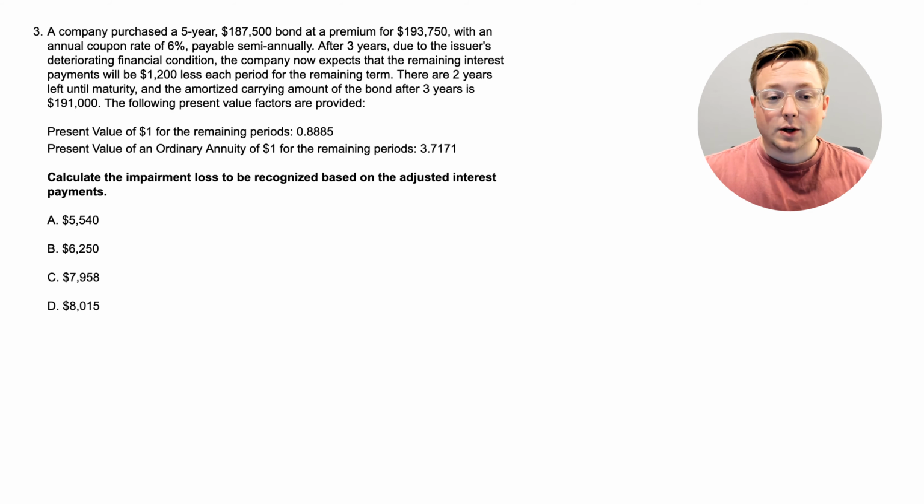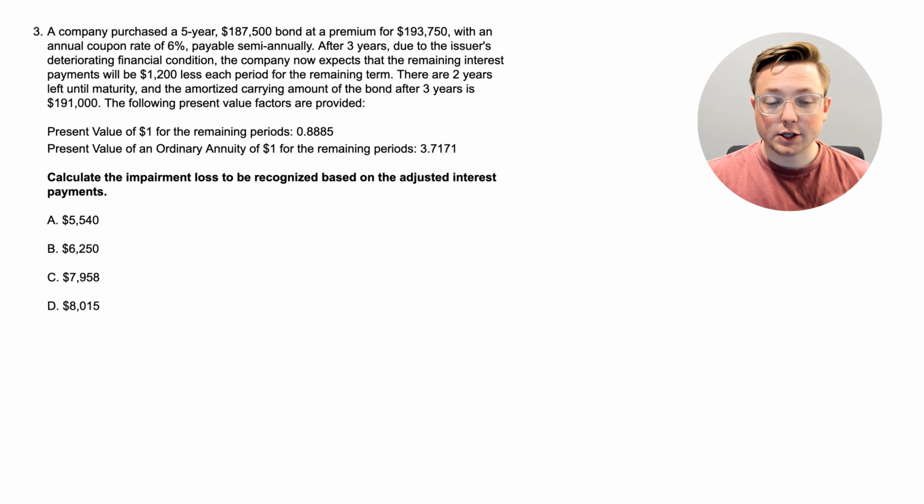All right, here we are at question 3. Calculate the impairment loss to be recognized on the adjusted interest payments. Again, not super helpful in this situation, but it is a very good habit to be in, so make sure you do that. A company purchased a 5-year, $187,500 bond at a premium for $193,750, with an annual coupon rate of 6% payable semi-annually.